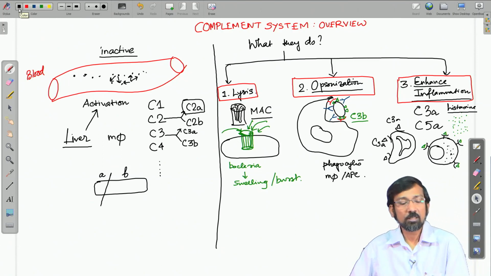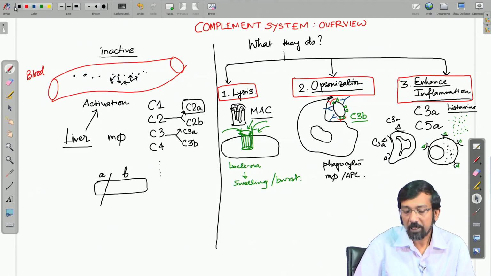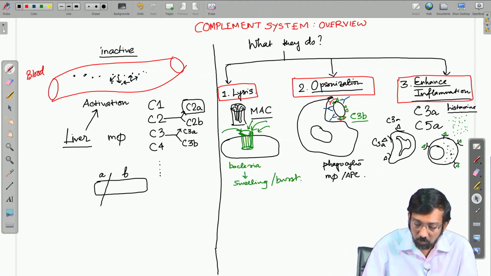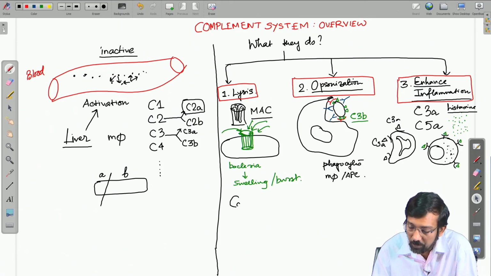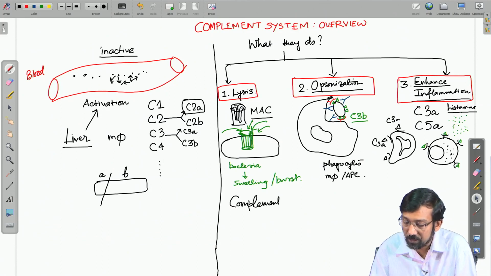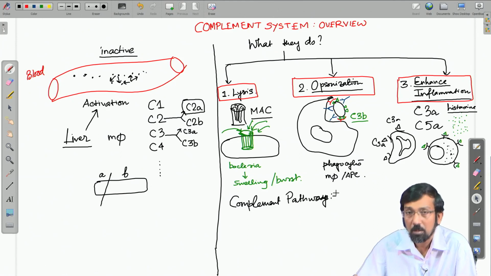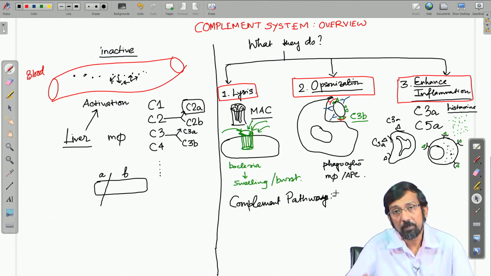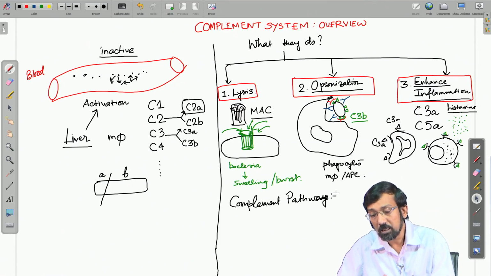Now, let us come to the different complement activation pathways. How do these complements get activated? We have to know the complement pathways, that means the pathways by which these complement proteins initiate the cascade of cleavage events.